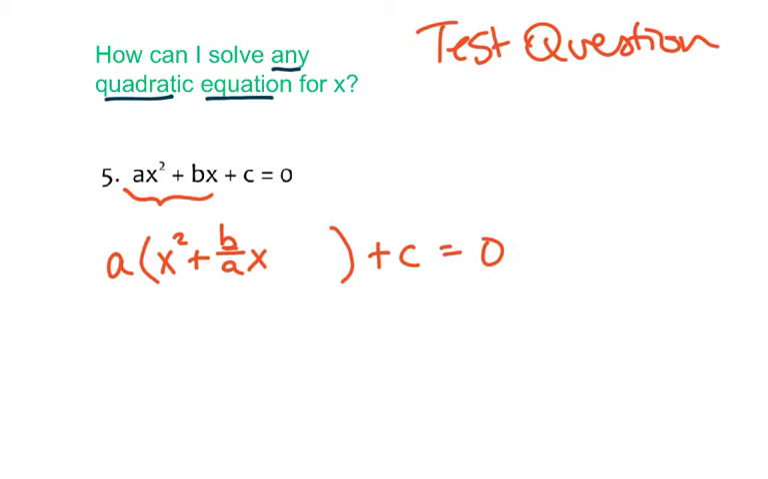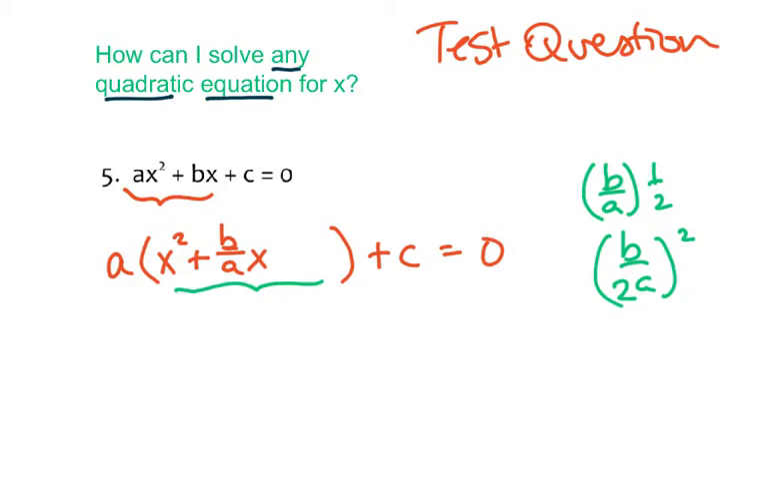Okay, so the next thing we're going to do is we're going to complete this square right there. So I'm going to take b over a, and I'm going to take half of it. So that's b over 2a. And then I'm going to square it. So what I'm going to put right here is plus, well, actually, let me write it as b over 2a, and I'll just put squared like that.